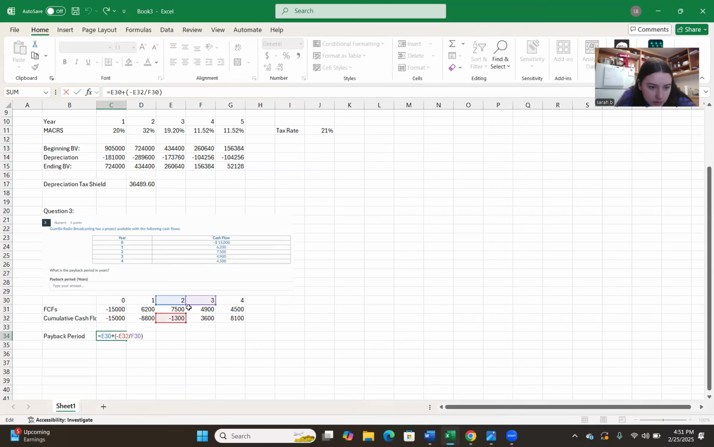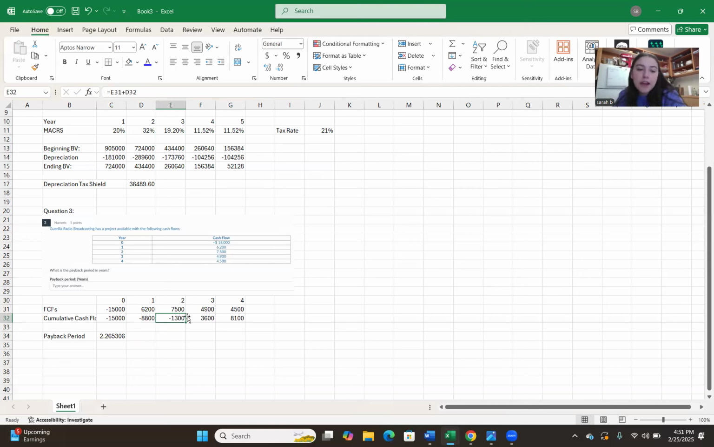Except that's not right. 2 plus, oh, because I clicked the wrong one. Okay, so 2.26. And this makes sense because we know that we turned positive some point after the end of year 2, right? So we were negative in year 2 and we were positive in year 3. So I know somewhere in between the end of year 2 and the end of year 3 that my cash flows turned positive. And when I look at this, I still owed 1,300, but the next year I made $5,000.